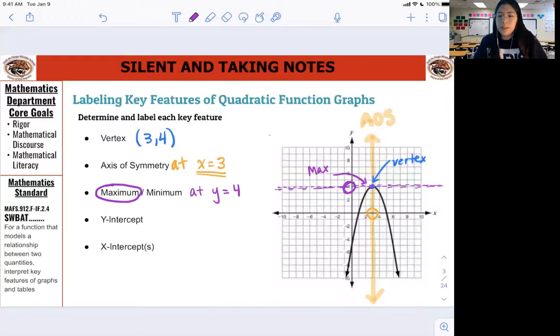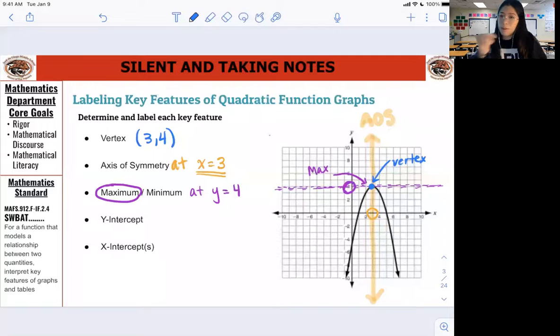Is the maximum/minimum always the vertex? Yes. Always. So if you're not sure where the maximum is or where the minimum is, go to the vertex and look at the y value of the vertex. Max is y, min is y. Yes, both of them, the maximum and the minimum are both the y value.